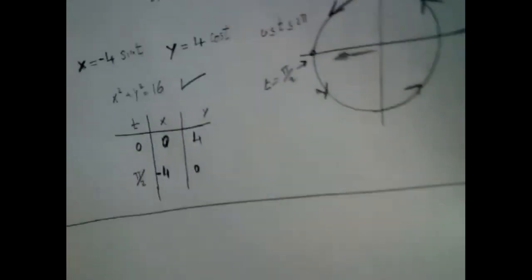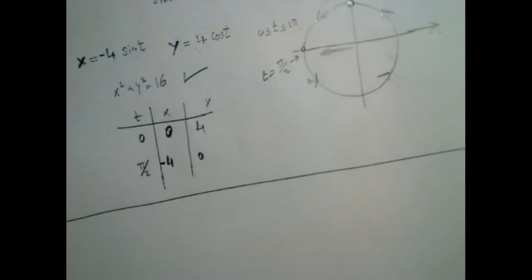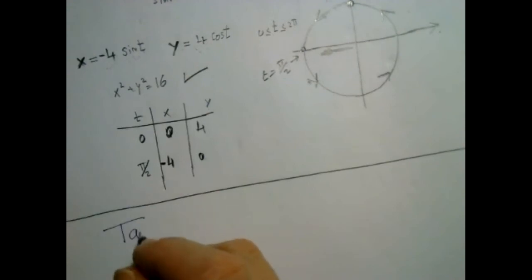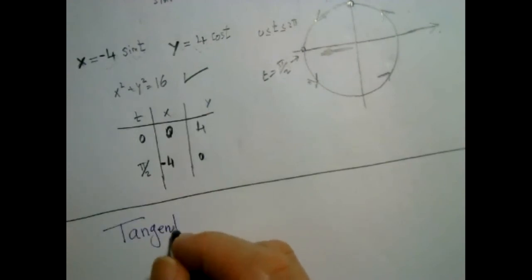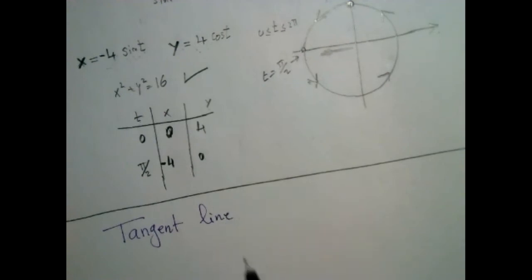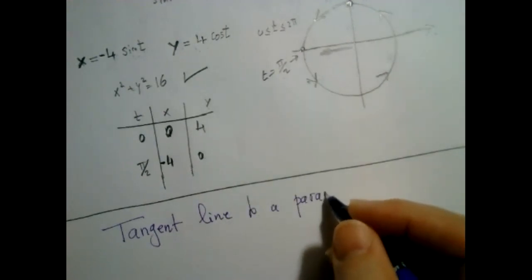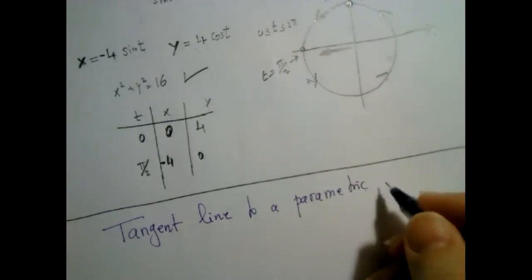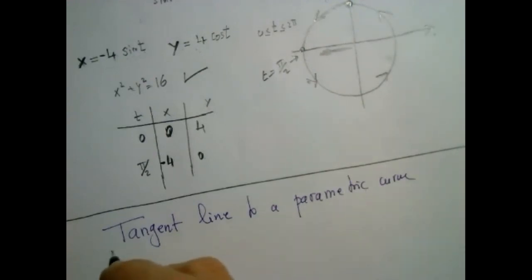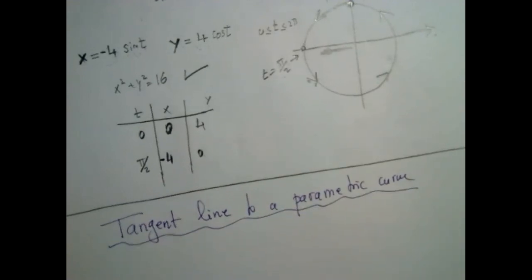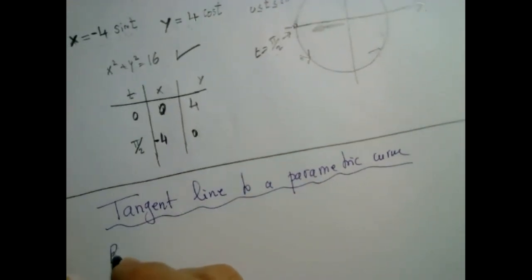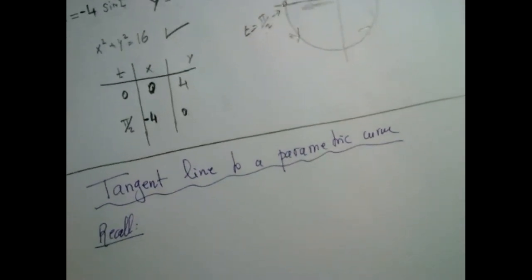All right. Now what we're going to talk about is an easy idea, the tangent line to a parametric curve. That's all the same section. All right. Let us recall a little bit from calculus 1.